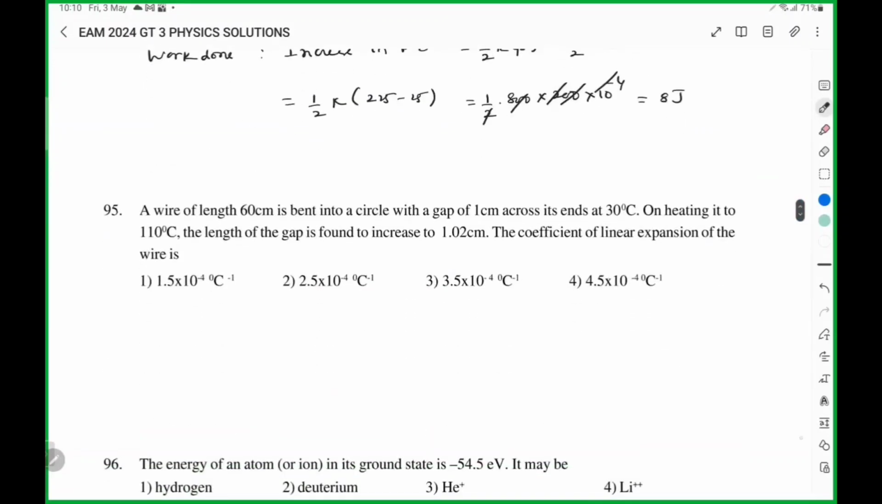So a wire of length is bent in the form of a circle with a gap of 1 centimeter.